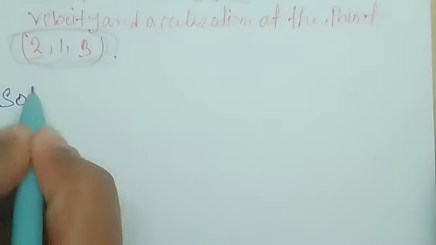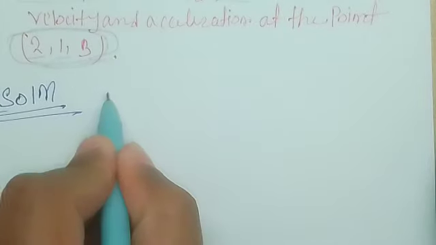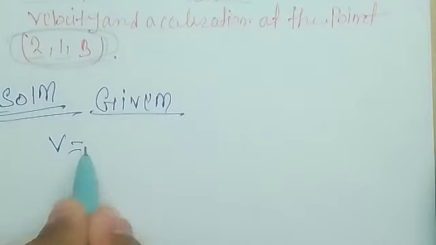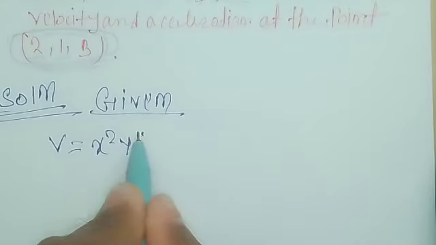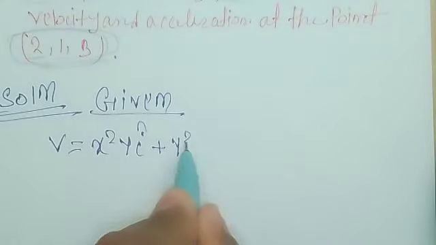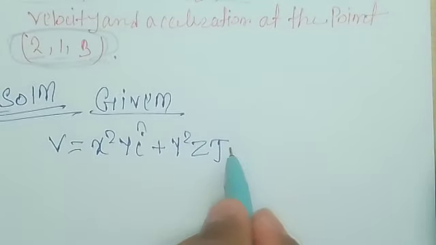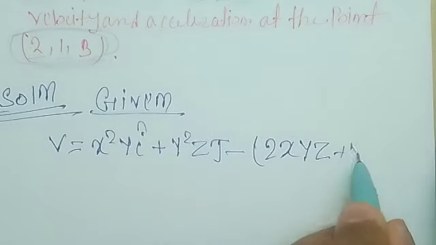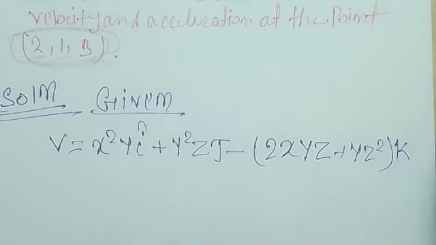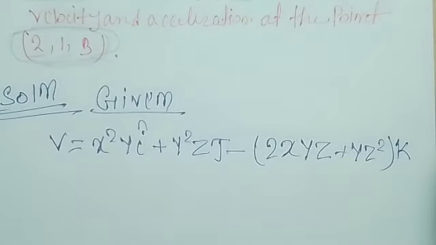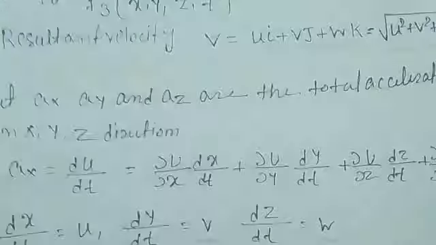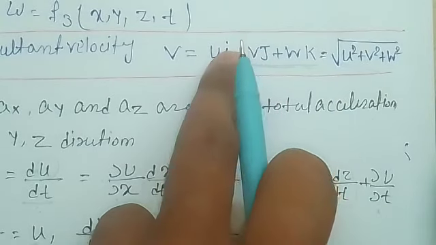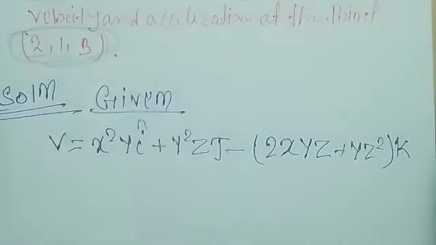So this is the solution, right? And given that V is equal to x square y i plus y square z j minus 2xyz plus yz square into k. If you compare, the velocity vector is u i plus v j plus w k. So we have to just find out the coefficients of i, j and k. So what is the i coefficient here?